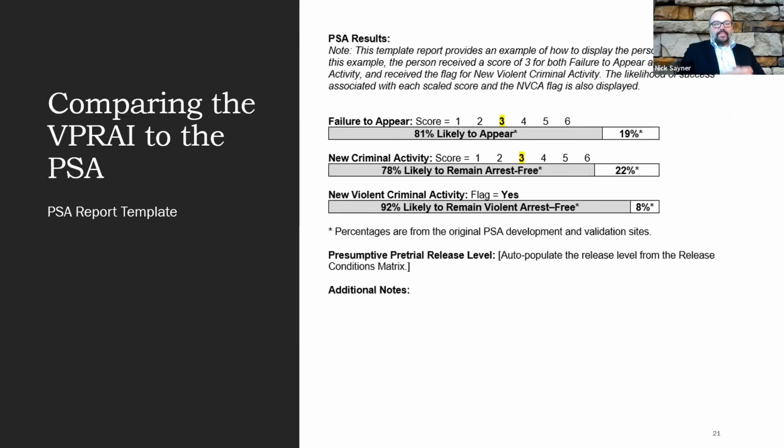But from a dollars and cents standpoint, if I have someone that scores a 6 on FTA and a 1 or 2 on new criminal activity, I'm doing court reminders and telling them I'll see them at their next court date. Take care. And then I'm going to use my limited resources to focus on the new criminal activity folks.